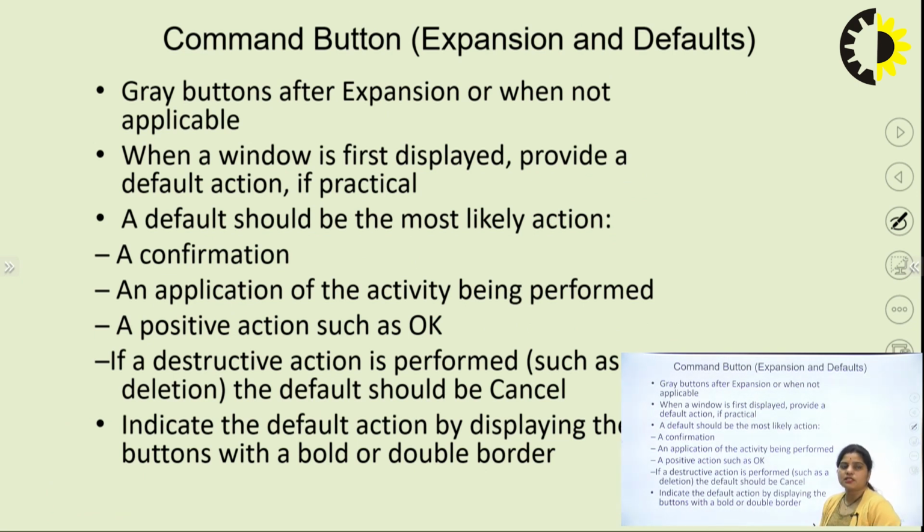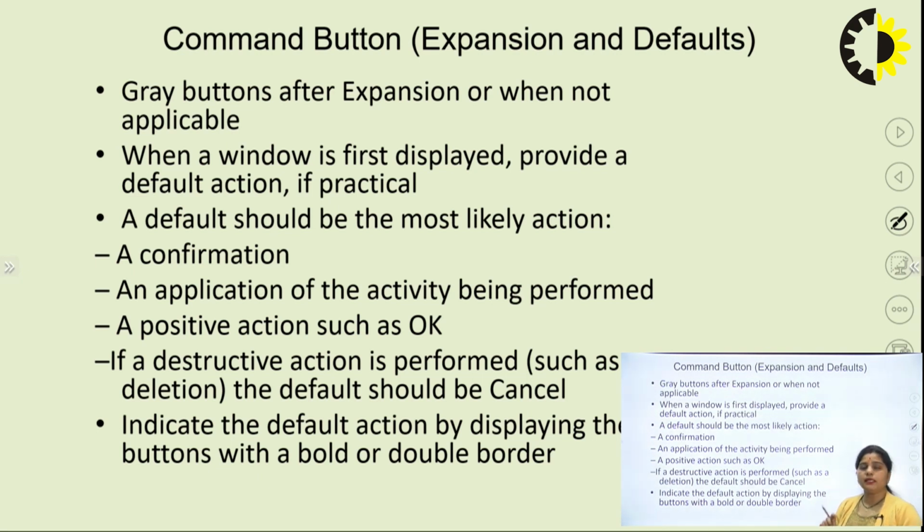So the expansions and the defaults of the command buttons are gray buttons. When you expand a particular command button, the color of the button is converted into gray, or when not applicable. Just like if we are using Microsoft Word, we can easily see that some buttons or options are gray, meaning we are not able to apply those options currently. So that's why the color of those options is currently gray.